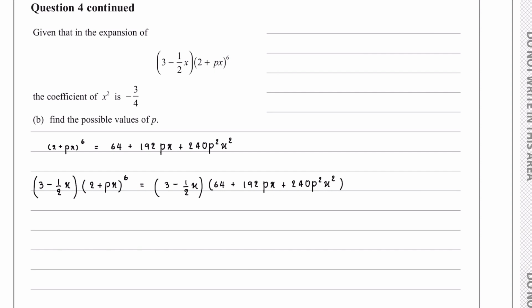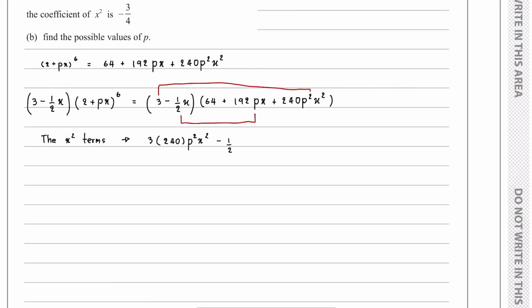Now we look for the terms that are going to multiply each other and get x squared, which are this term and this term, and then this term and this term. The x squared terms are 3 times 240 p squared x squared minus 1/2 times 192 p x squared. We simplify this term, so it will be 720 p squared x squared minus 96 p x squared. And we can simplify this term by making it (720 p squared minus 96 p) x squared.